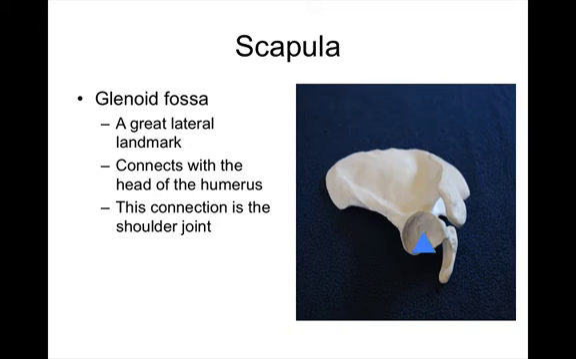So a key landmark here is the glenoid fossa. Once you see this facing you, you know right away that you're looking at the lateral scapula. So the shoulder joint is considered a ball and socket joint. The ball for this ball and socket joint is the head of the humerus, whereas the socket then is this glenoid fossa. And so the head of the humerus firmly anchors into this particular part of the scapula.